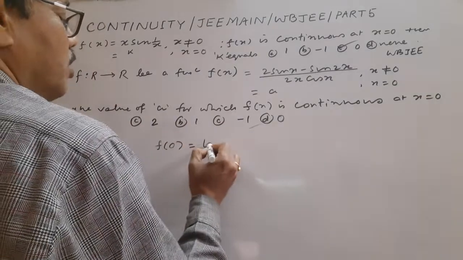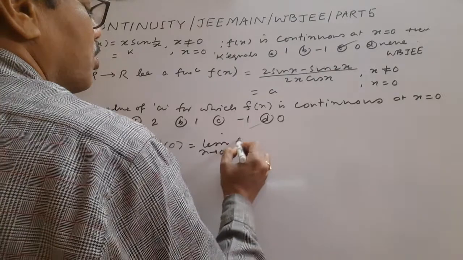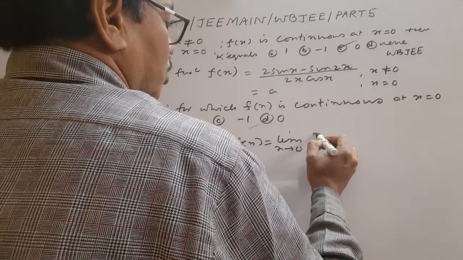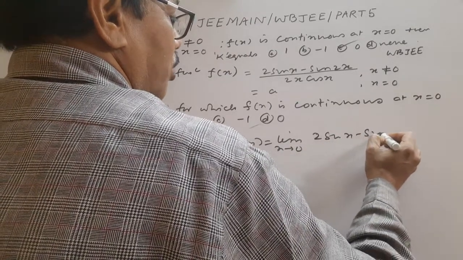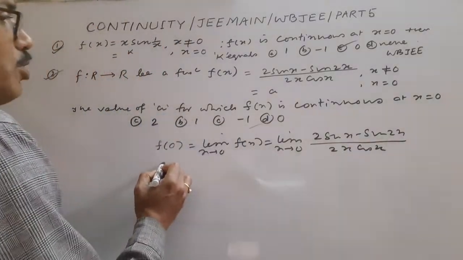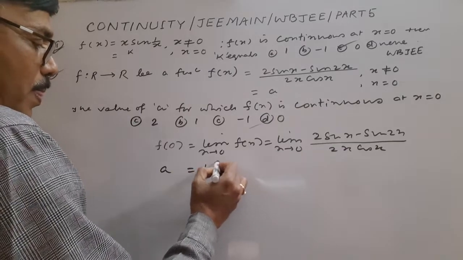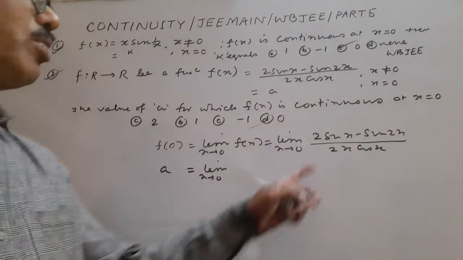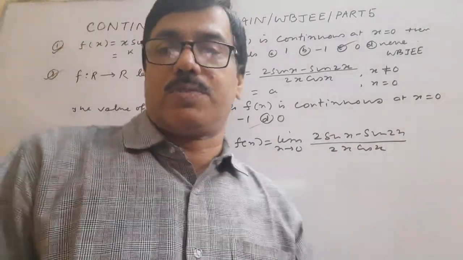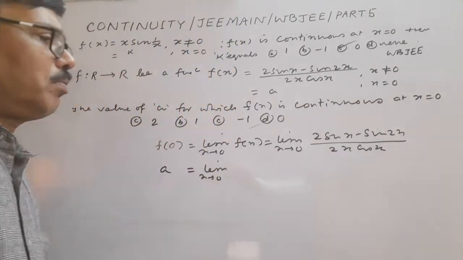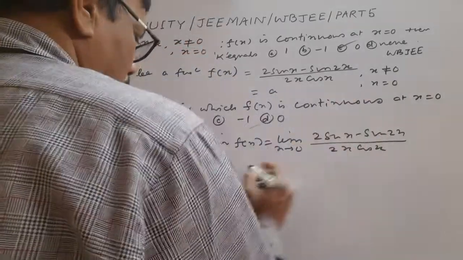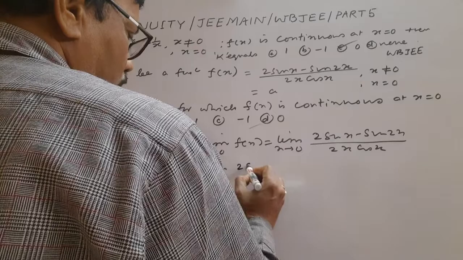So, we can write f(0) equals limit x tends to 0 f(x). So, limit x tends to 0 of (2 sin x minus sin 2x) by 2x cos x. So, what is f(0)? f(0) equals a. Now, look, x equals 0. So, this is 0, this is 0. 0 by 0 form. So, you can use L'Hospital rule. But look, it is product of two functions. So, that is why we are applying the formula.